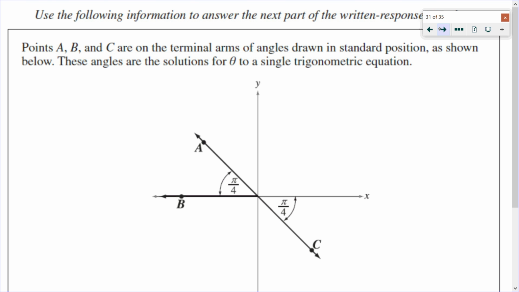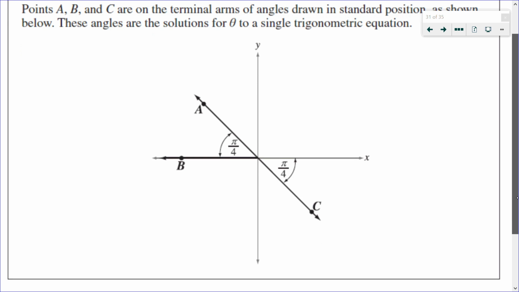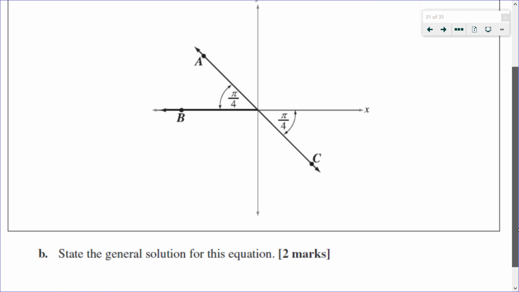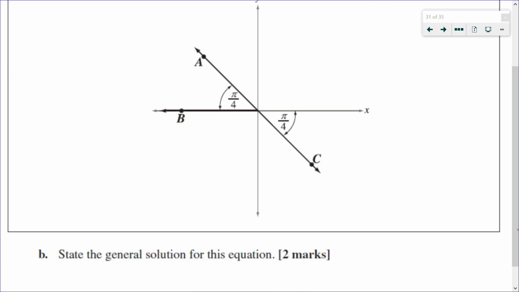Okay, this is another question that they had on the diploma. So they have points A, B, and C on the terminal arms of an angle drawn in standard position. The angles are the solution to a single trig equation. So they're giving you the reference angle, and now they're asking you to state the general solution for this equation.